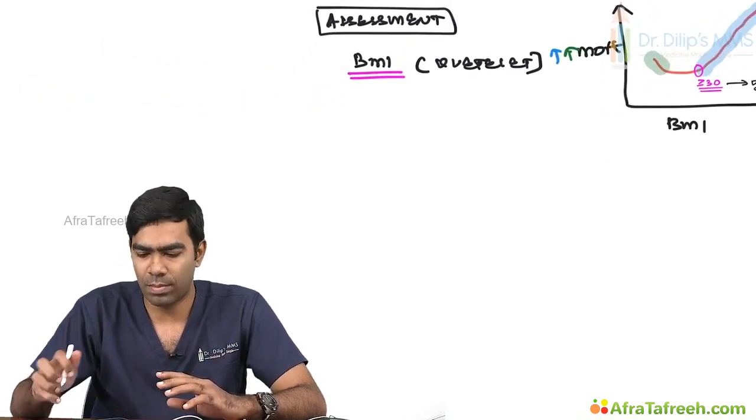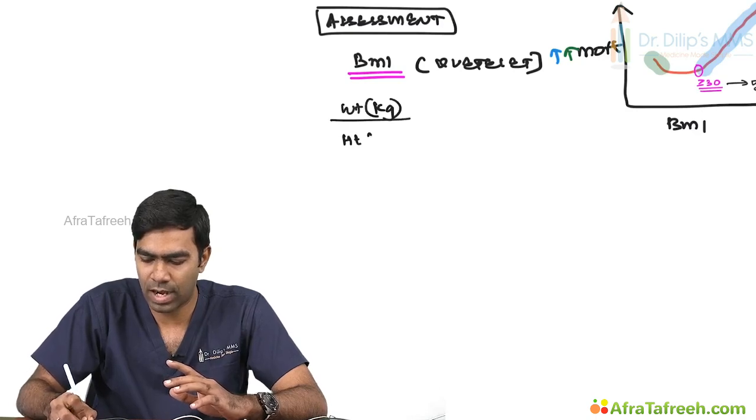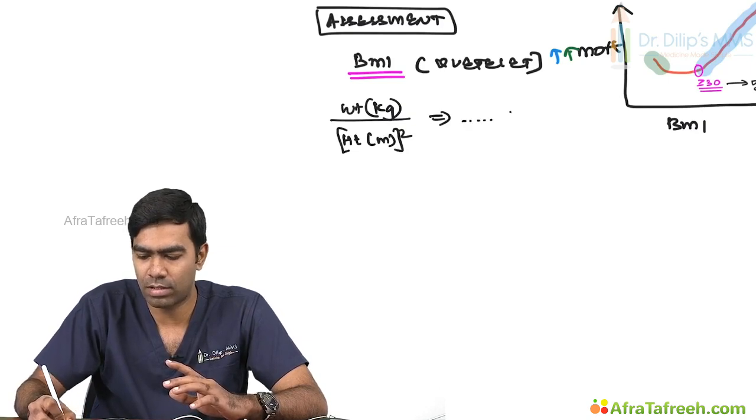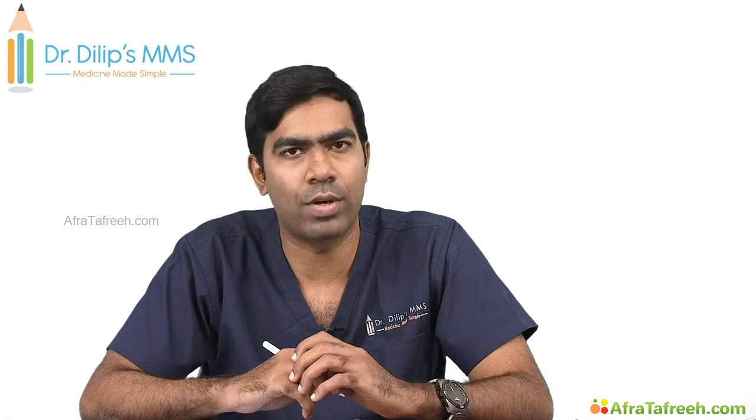So what is the formula for BMI? Everyone will be knowing that. It is the weight in kilograms divided by height in meters squared. So the value will be coming in the units of kilograms per meter square. So this is the value you're going to get.